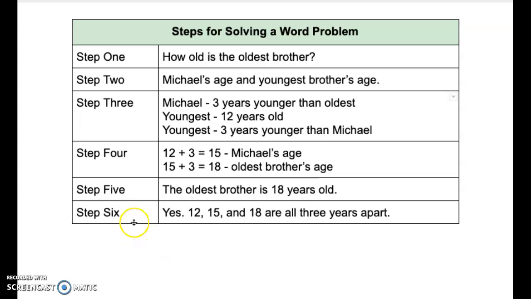Perfect. Now step 6, I'm going to check my answer and I'm going to say, yes, this makes sense because 12, 15, and 18 are all 3 years apart.